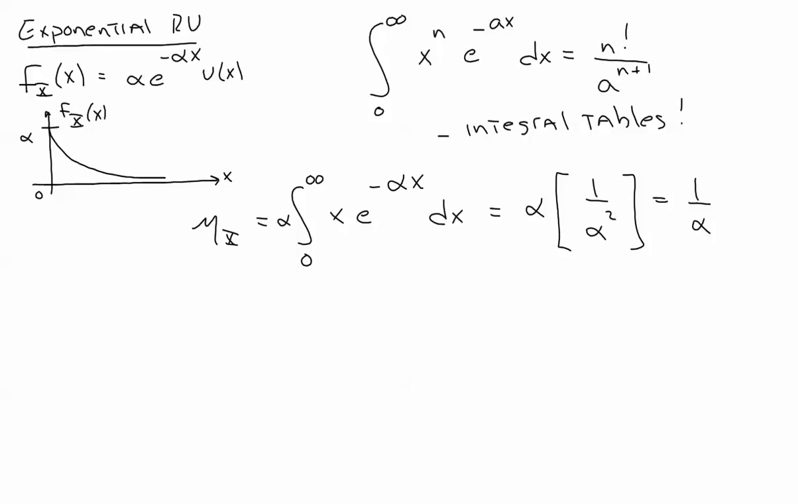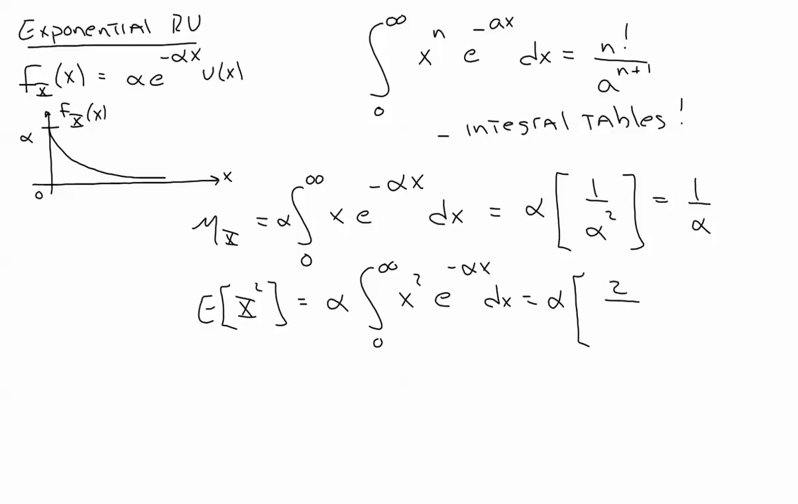The mean squared value is, the alpha can come out front, integral from 0 to infinity, x squared e to the minus alpha x dx. Using my relationship I found in my integral table, I get alpha times 2 over alpha cubed, and that's just 2 over alpha squared.